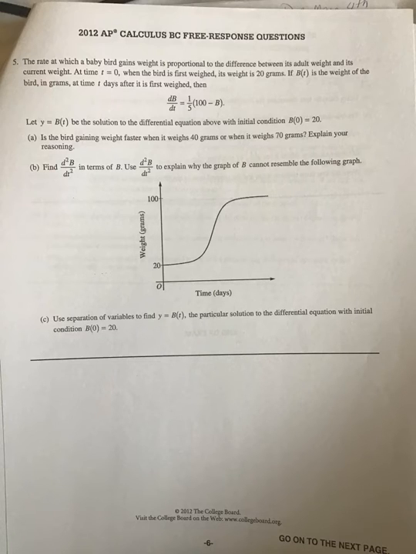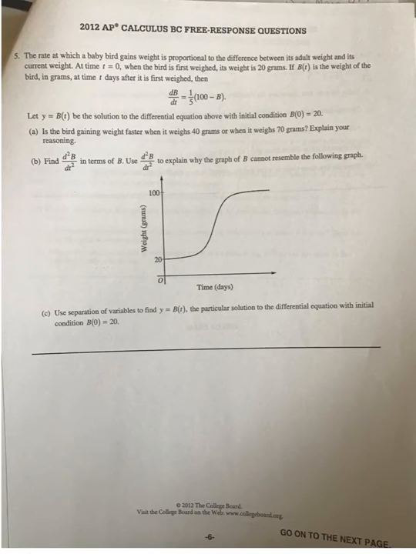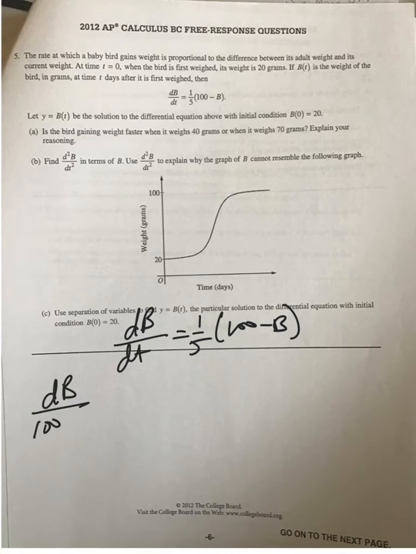All right, so Part C, use separation of variables to find a particular solution to the differential equation with initial condition b of 0 equals 20. By the way, this is totally an AB problem. We did this last year. So we've got dB over dt equals 1/5 times 100 minus b. So separate the variables. You get 1 point just for doing that correctly. So dB over 100 minus b equals 1/5 dt.